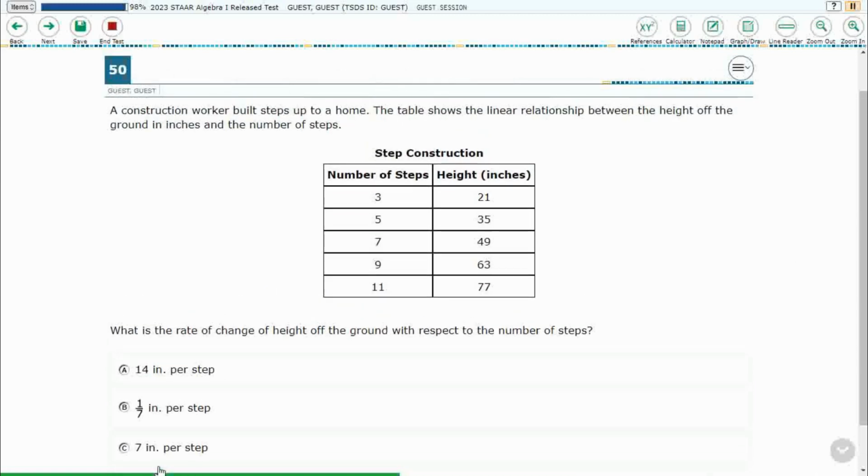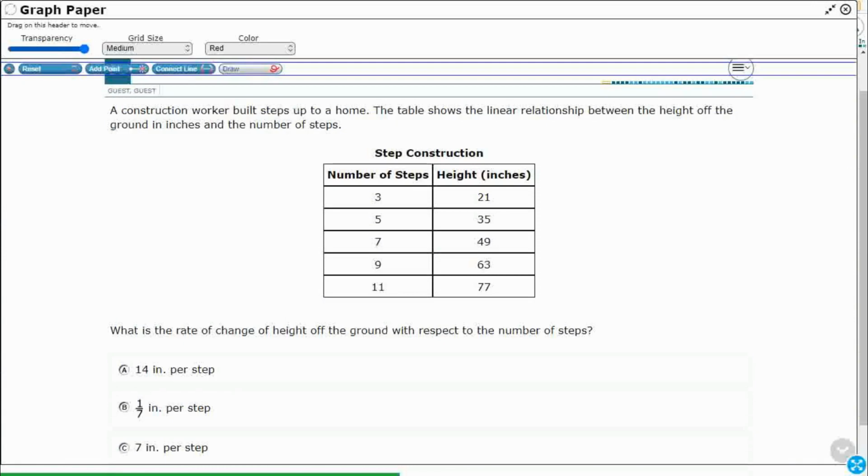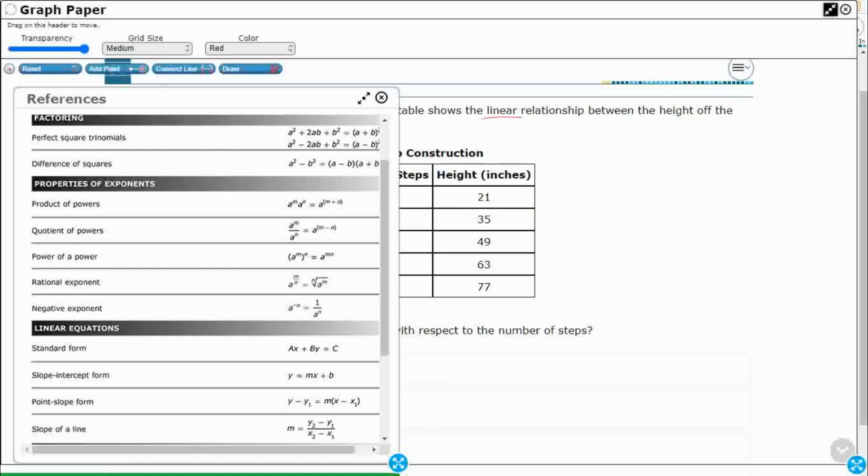So we have a construction worker building steps up to a home, and we have a table here that shows a linear relationship. That's going to be important, because if we know it's a linear relationship, that should make us think linear equations. If we want to write it in standard form, we can, or in slope-intercept form. All of those things now apply. The form we use probably the most is slope-intercept form, which means we are looking for a slope. We could calculate a y-intercept if we want to.